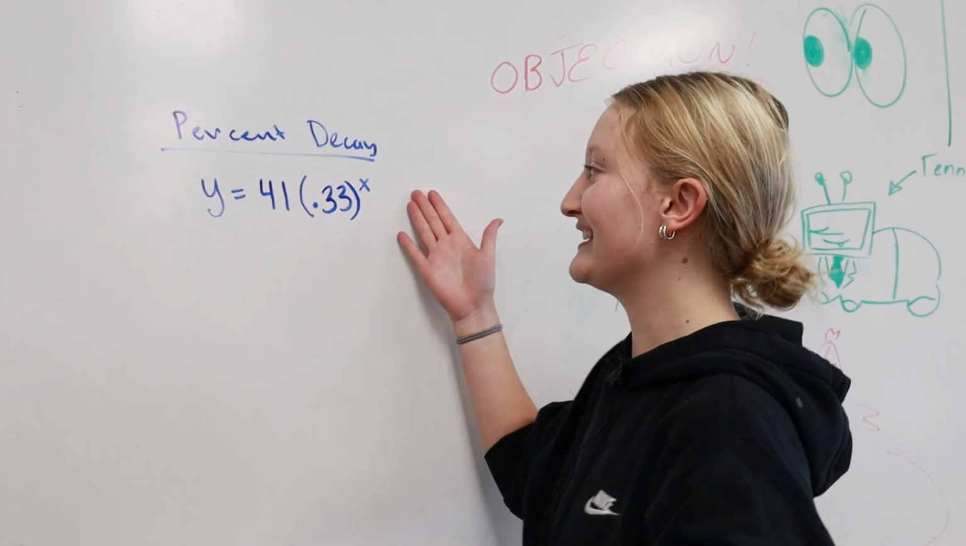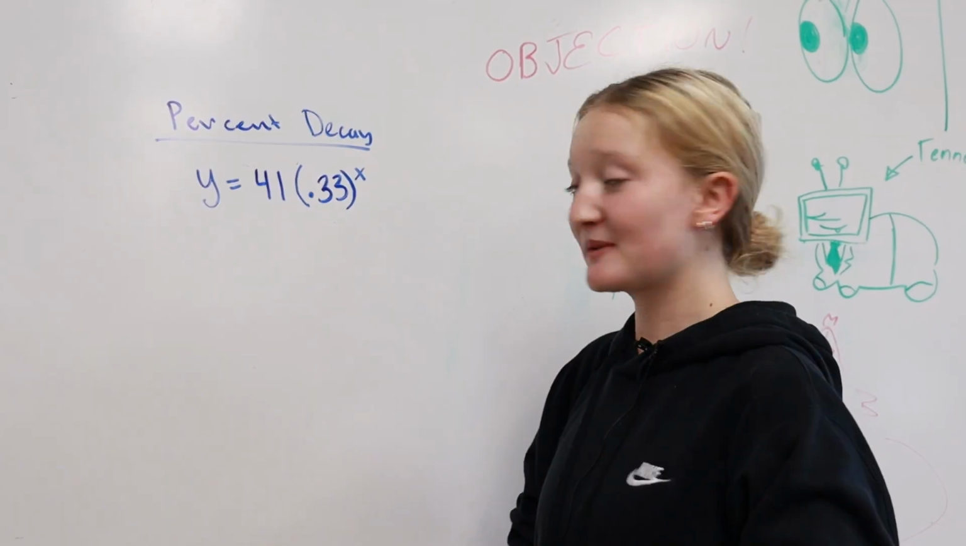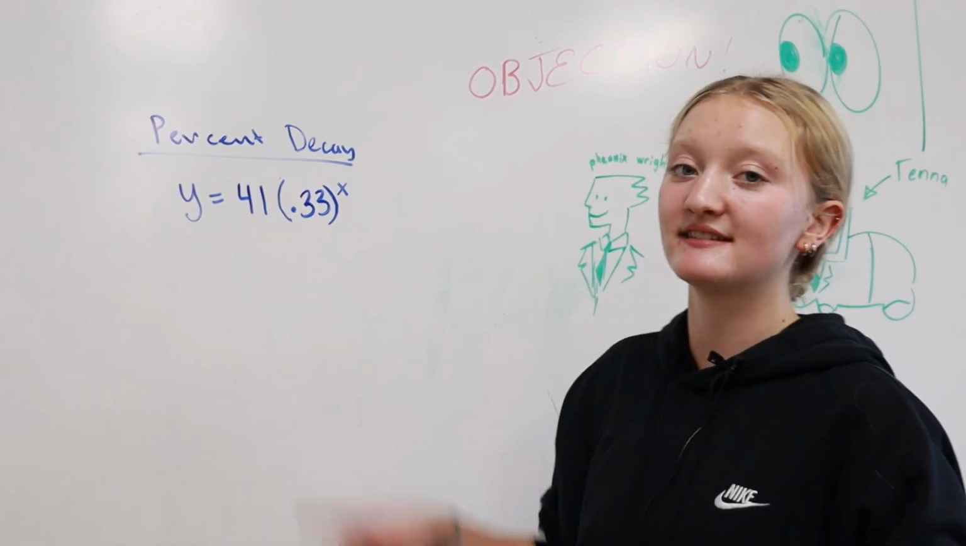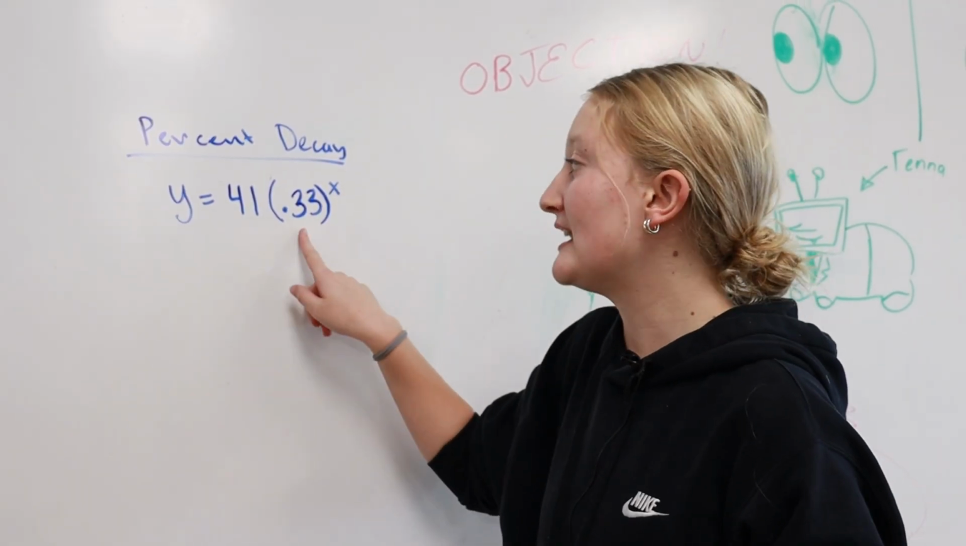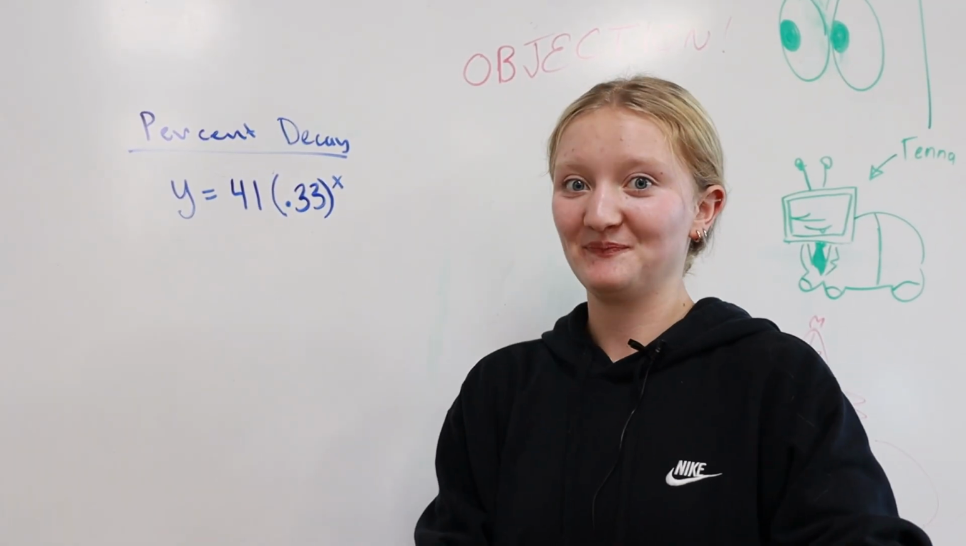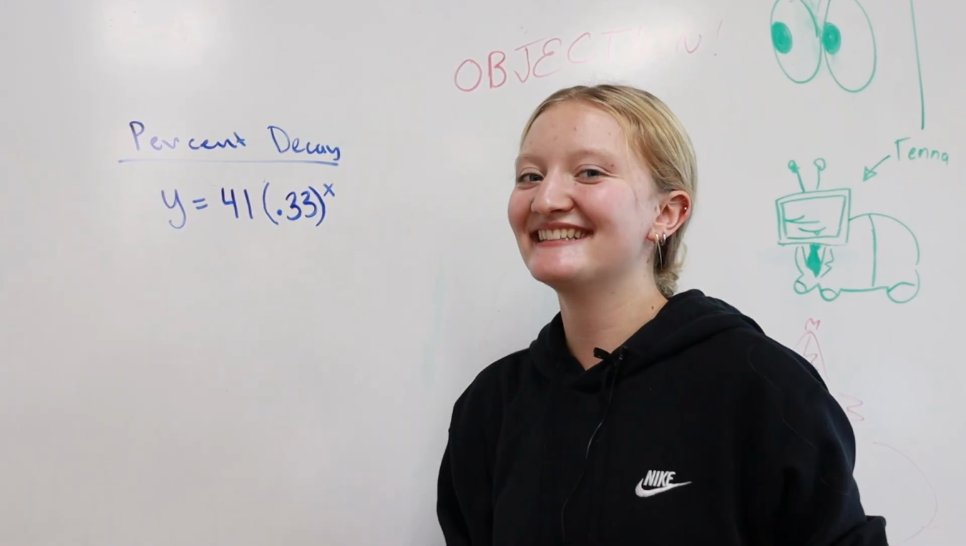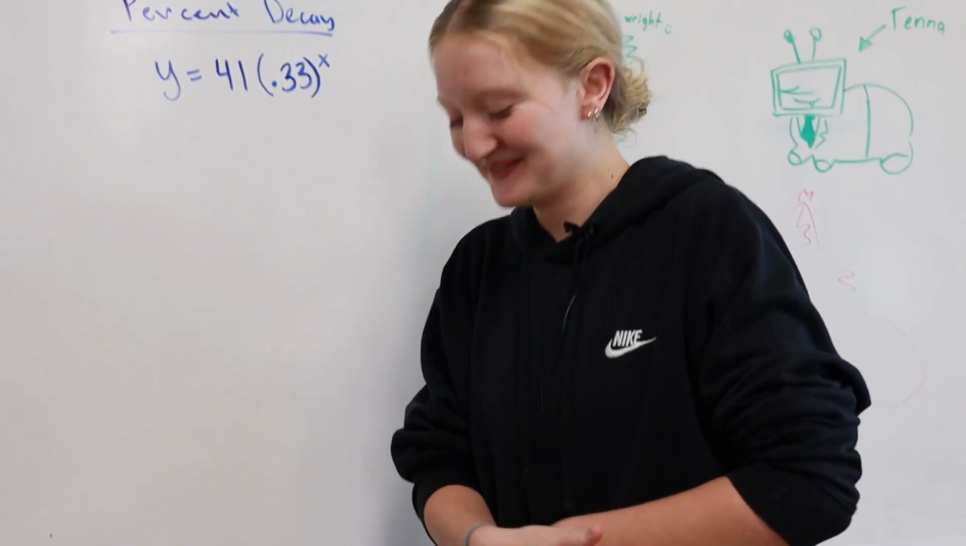First, we're going to start with percent decay. Here's our example, and we know it's percent decay because the number inside the parentheses is less than 1. So this is saying that every time x increases by 1, we're keeping 33% of 41 and taking away 67% of 41.